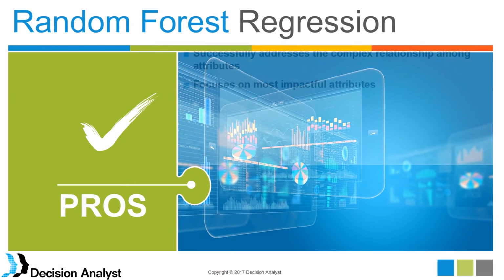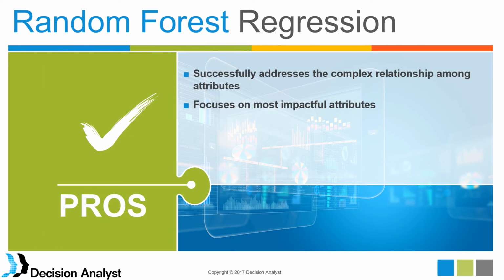So there are many advantages to random forest. For the first time in the methods we've spoken about, it does successfully address the relationships among the attributes. And this is because many thousands of models are run with different numbers of attributes and, in fact, different attributes. The results are averaged across all of those models to get a final importance ranking. And this model does focus on the most impactful attributes, and we've shown, and we'll see later, it's very good at identifying really the top attributes.